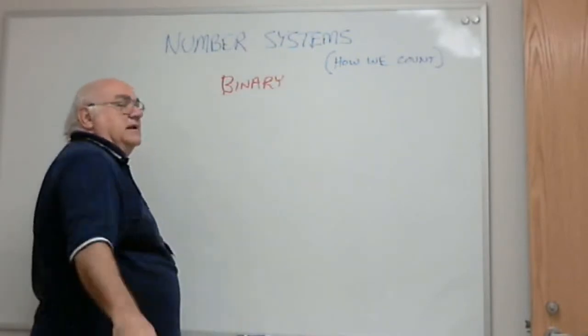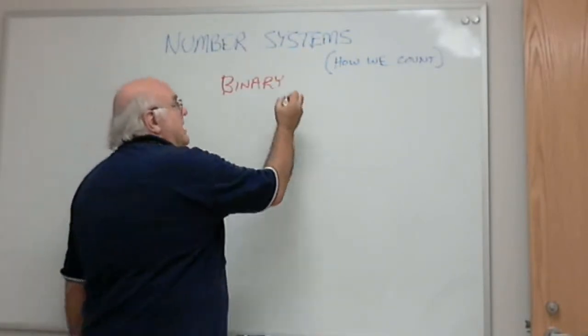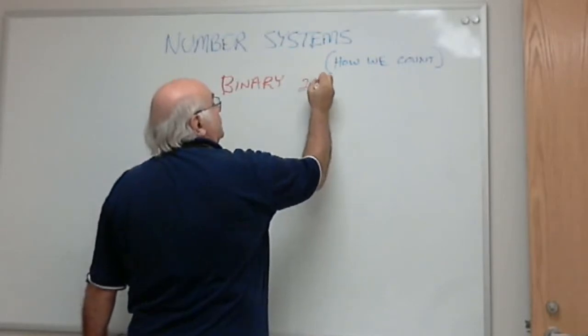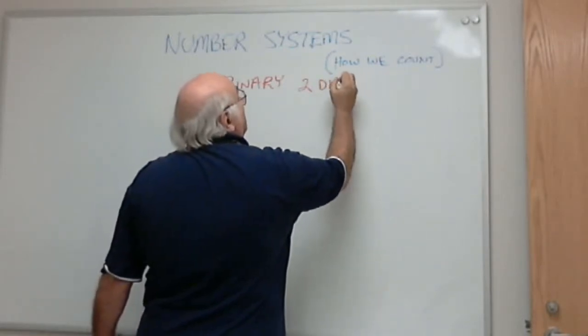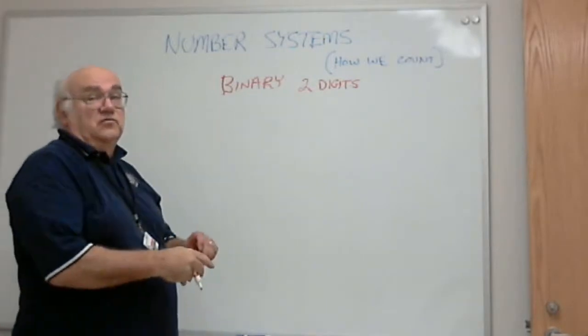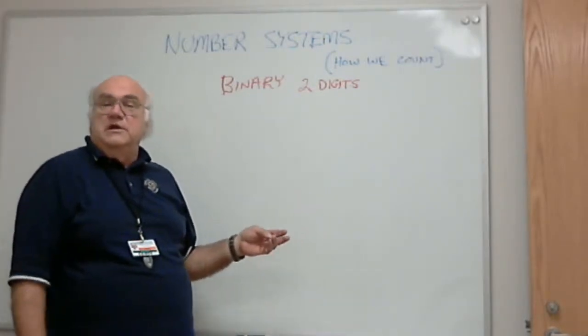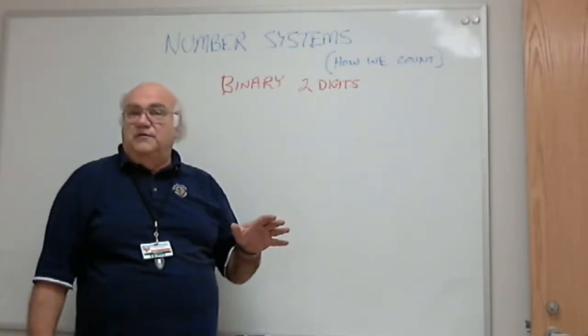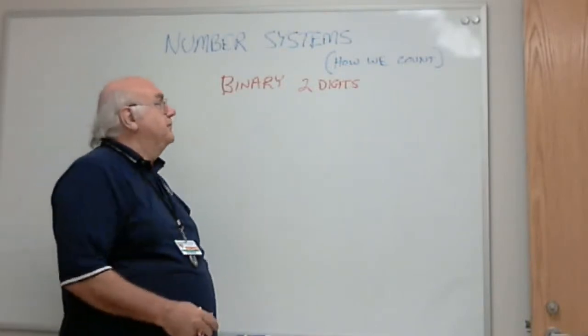All right, if you remember, decimal had 10 digits we could use. Binary only has 2 possible digits, which works great for computers because computers only know 2 conditions, on and off, 1 and 0.